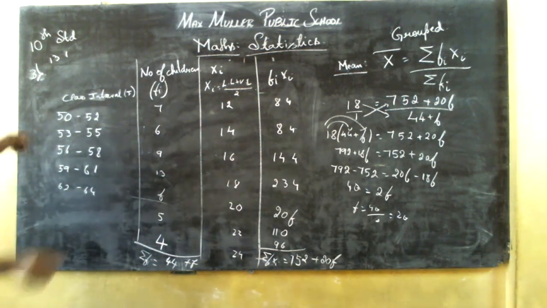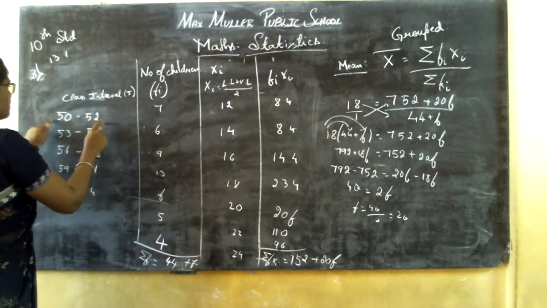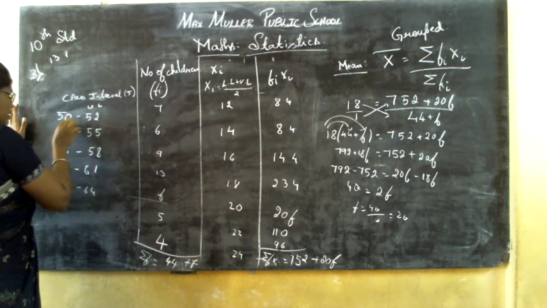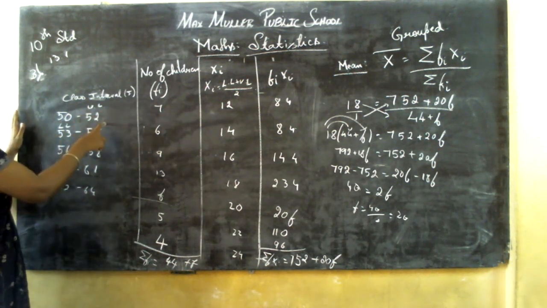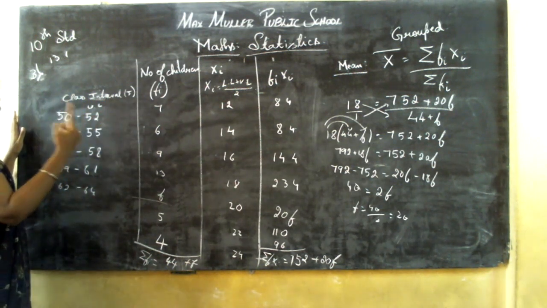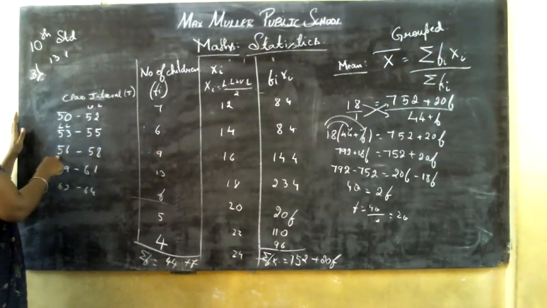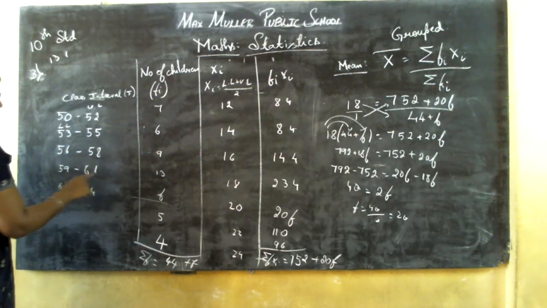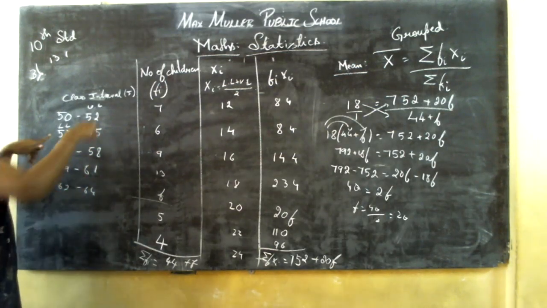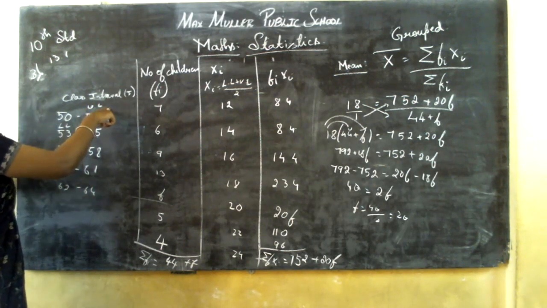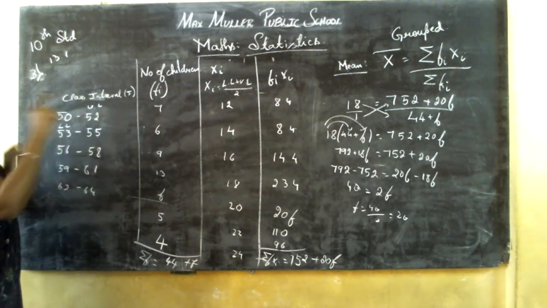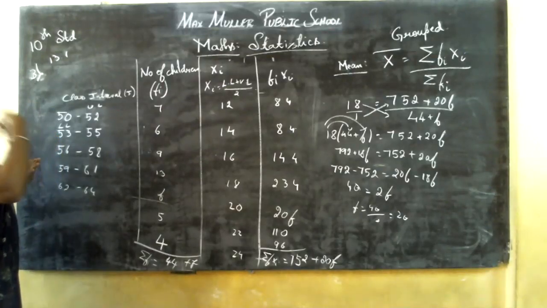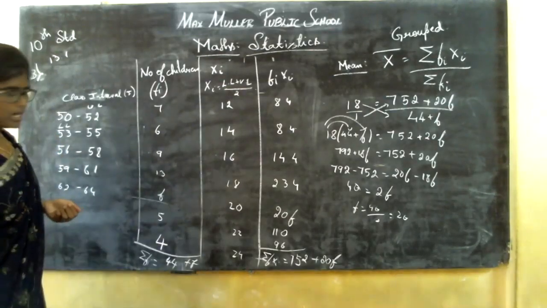So what is the difference here? What is the difference between this upper limit and the next lower limit? 53 minus 52 is a difference of one, correct? Then coming to 55 and 56, you have 1. 58 and 59, one difference. 61 and 62, one difference. So the upper limit of the previous one and the lower limit of the next one have a difference of 1. So what we are going to do is add 0.5 to both the limits.